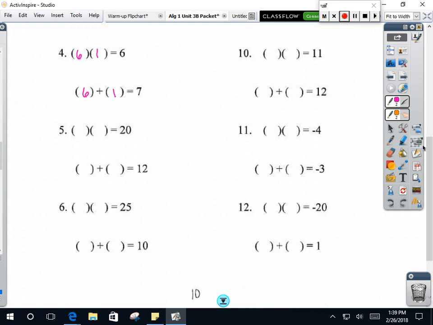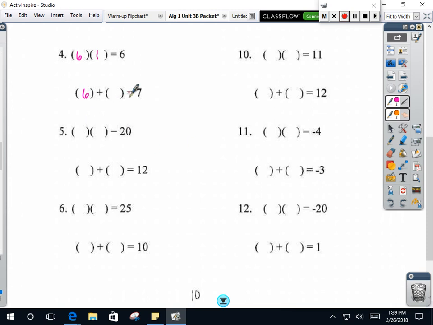Okay, number 5. What numbers multiply to give you 20 and add to give you 12? 2 and 10. Number 6. What numbers multiply to give you 25 and add to give you 10? 5 and 5. Okay, now go to the next page. Let's go to some that are a little tougher.